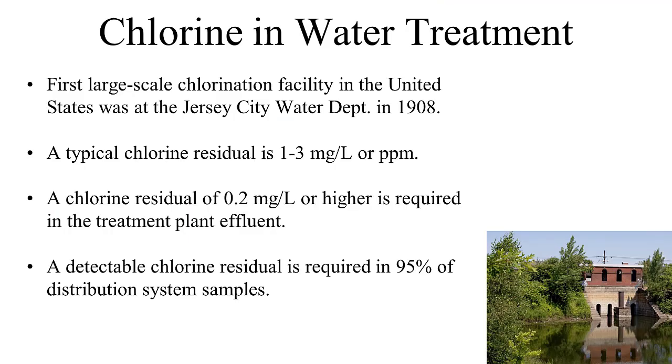Chlorine has been used to disinfect water for over 100 years. The Jersey City Water Department installed the first chlorination system in 1908. A typical chlorine residual is between 1 milligram per liter, or parts per million, and 3 milligrams per liter, depending on the size of the distribution system and water quality goals for the utility. A chlorine residual of at least 0.2 milligrams per liter is required leaving the water treatment plant, and a chlorine residual is required in 95% of distribution samples.